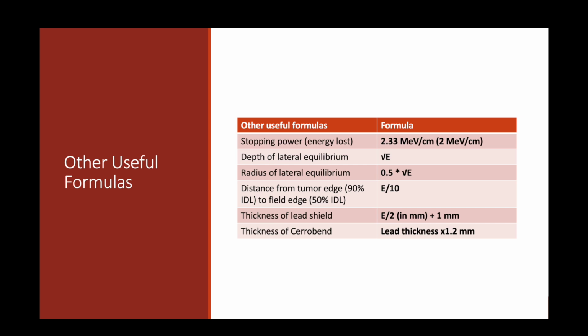Energy over 10 is the formula used to calculate the distance from the tumor edge, the 90% isodose line, to the field edge, which is our 50% isodose line. Just like for photons, at the field edge we're going to be covering by 50% of the dose. So the energy over 10 calculates the distance from the 90% line to the 50% line. That's energy over 10.